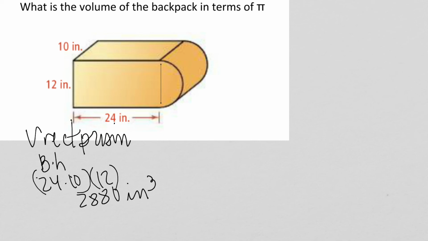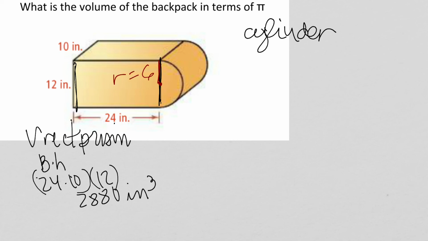All right, let's talk about the cylinder. Here we have our diameter as 12, the same as this, 12. But all we want is the radius, right? So half of 12 is 6. So 6 inches is the radius. All right, so volume, pi r squared h.